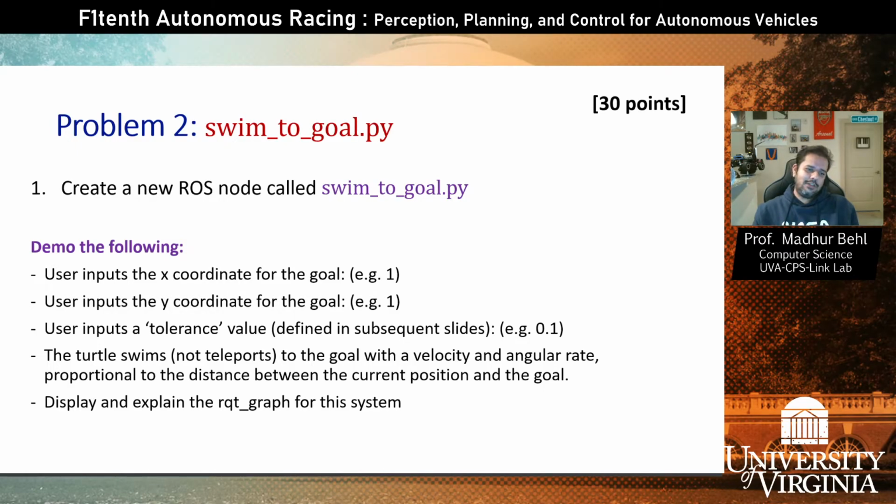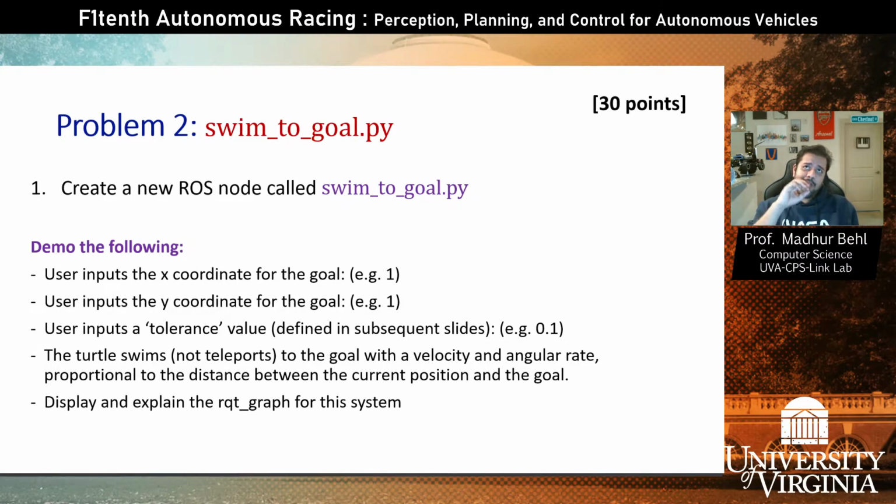And when you hit return, the turtle should again swim, not teleport. It should swim to the goal. But here's the kicker, or a twist. In this case, it's not just swimming in a straight line to the goal. As it is swimming to the goal, the linear velocity and the angular velocity are a function of the distance between the turtle's pose at any given time and the goal itself. This is like a proportional control, if you are familiar with that. But if you are not, that doesn't matter, because I'm going to explain what this means.